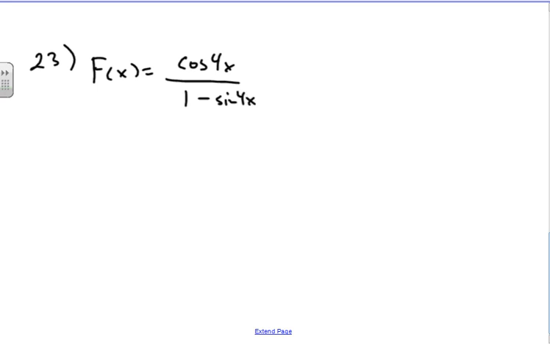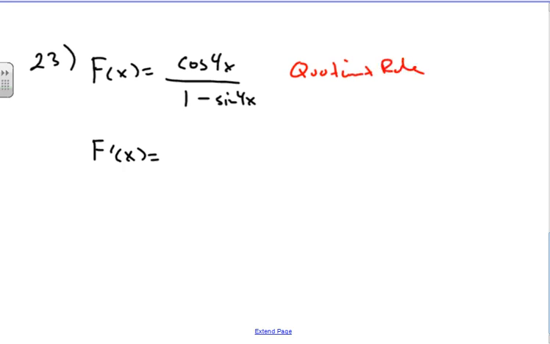Now, notice how we're doing a lot of these cosine of 4x, sine of 4x, tangent of 5x, and whatnot. When you find these derivatives, these are very, very common. You have to be very efficient in doing this. So here we have cosine of 4x over 1 minus sine of 4x. So we're going to use the quotient rule.